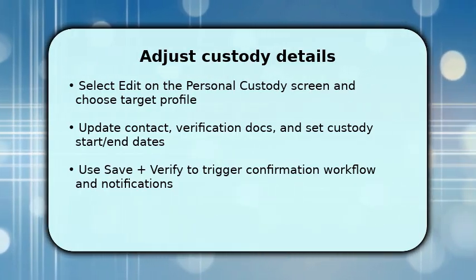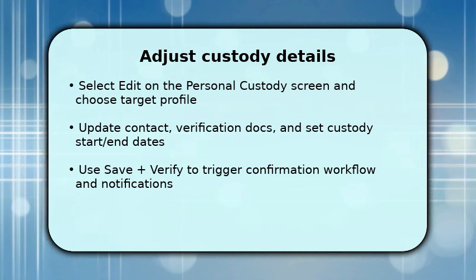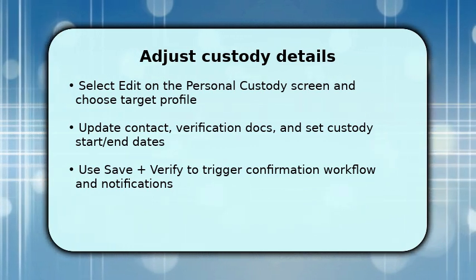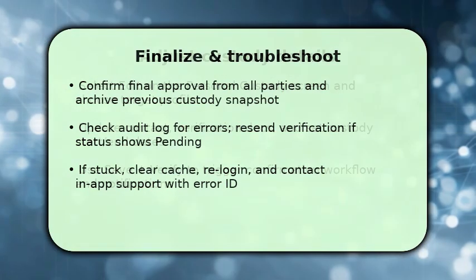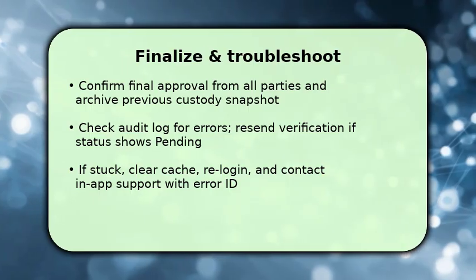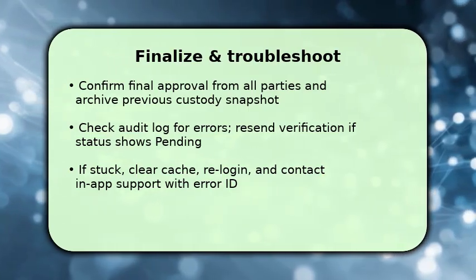This sends notifications to affected accounts. Make sure to watch for in-app prompts. Rejecting a prompt can cancel the change and force a restart. Finish by confirming approvals and archiving the prior custody snapshot so you have a rollback point.